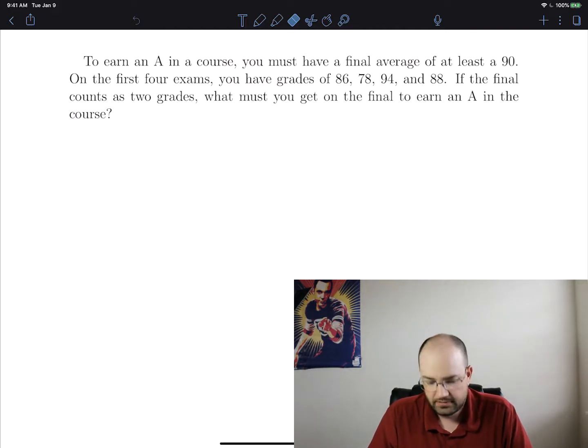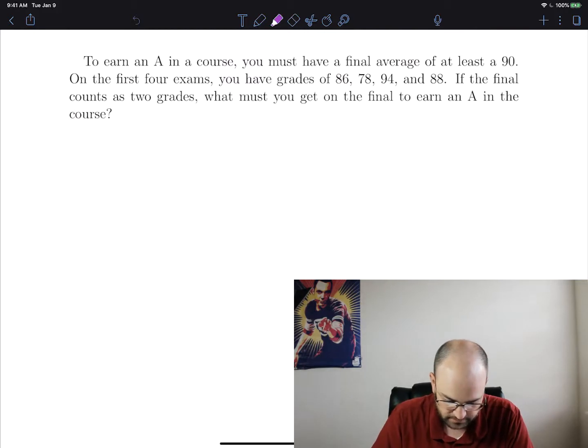To earn an A in a course, you must have a final average of at least a 90. On the first 4 exams, you have grades of 86, 78, 94, and 88. If the final counts as 2 grades, what must you get on the final to earn an A in the course? Okay, so we've read it.